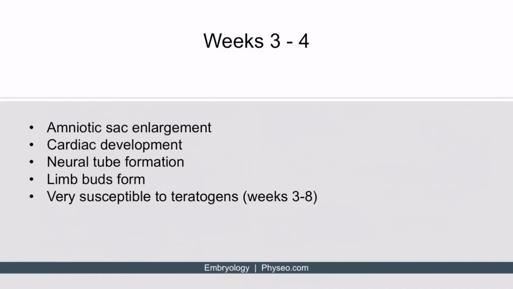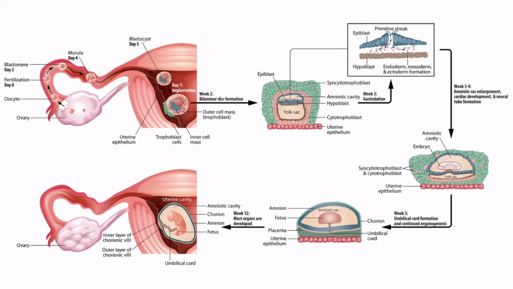So in summary, during weeks 3 through 4, the amniotic sac enlarges, the heart begins to develop, neural tube formation occurs, and limb buds begin to form. You should also know that because there is so much going on during this time, and really from about weeks 3 to 8, the fetus is very susceptible to teratogens. Around week 5, the umbilical cord forms and many of the vital organs continue to develop.